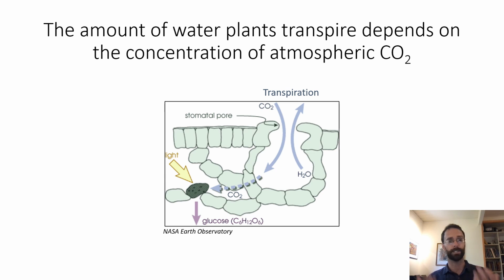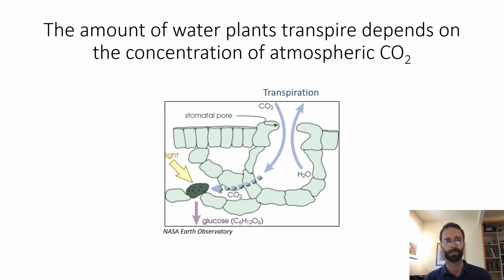Okay, so aside from deforestation though, right, there are other ways that we are altering plants and the amount of transpiration that enters the atmosphere and therefore temperatures. So recall that plants release water to the atmosphere when they open their stomata to take in CO2. So what happens, right, when the concentration of CO2 in the atmosphere increases?